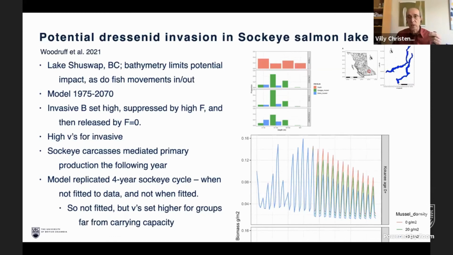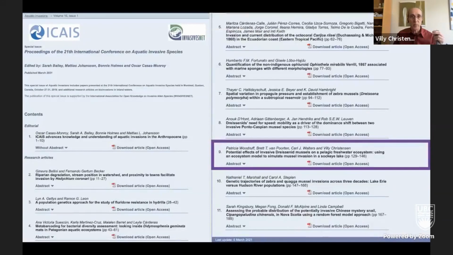Out of this came predictions for the impact of different levels of mussels on various groups in the ecosystem. And this paper actually came out this week, and it's part of a special issue that's freely available. So you have the reference to that whole issue here.